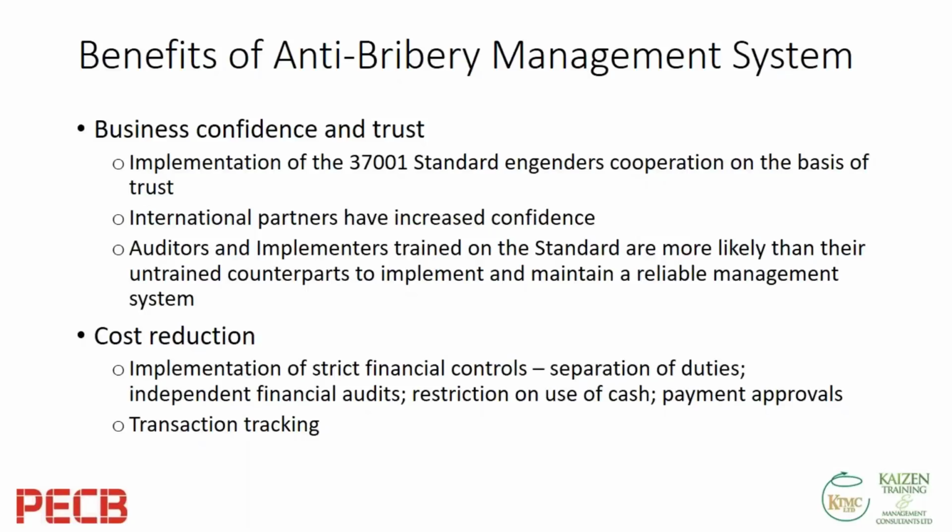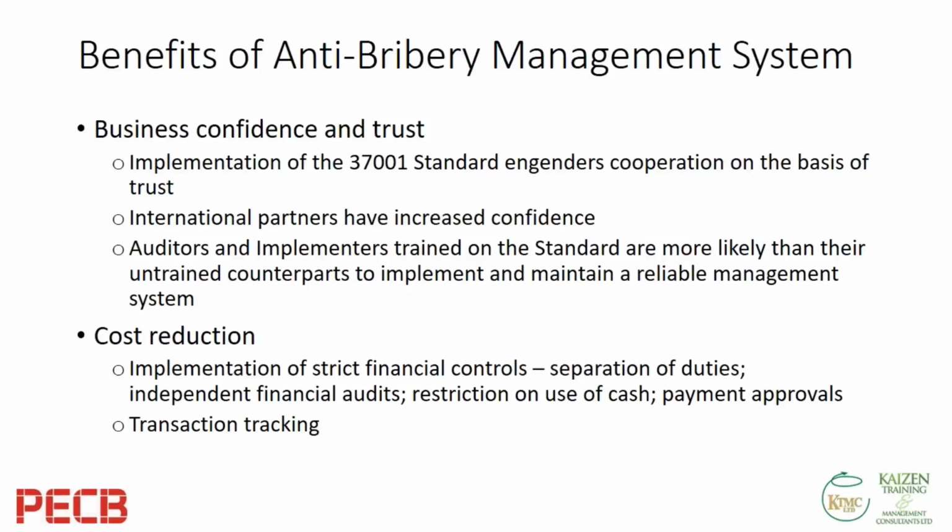Cost reduction. And this is vital because the bottom line is always important to business. Implementation of strict financial controls, for example, separation of duties, independent financial audits, restriction on the use of cash, payment approvals, all these are benefits which come from the implementation of a management system based on ISO 37001. Another cost-related benefit is transaction tracking. All these are key benefits.